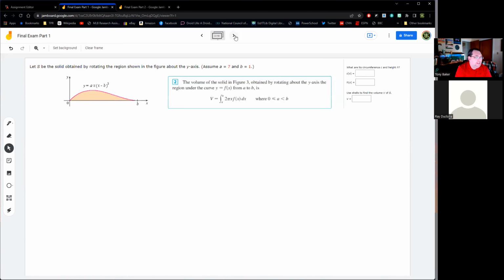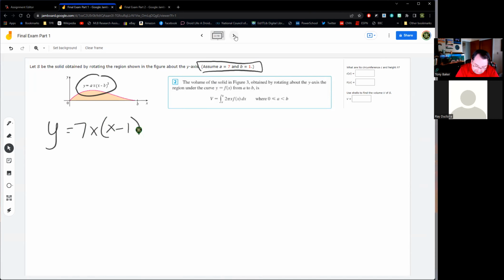So basically, you're going to have one using the disk method, which is what we just did, and one using the cylinder method. This one's dealing with the cylinder method. The way they word this question is a little confusing. They give you the equation here, but they give you the information actually in the problem. My equation for this one is y equals 7x times x minus 1 squared. So that's the equation that I'm going to be graphing.